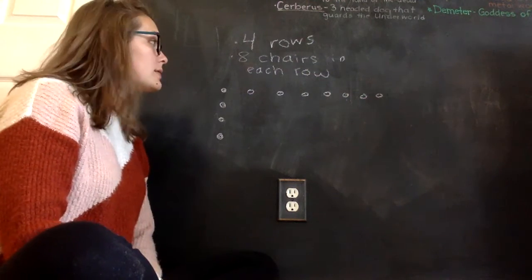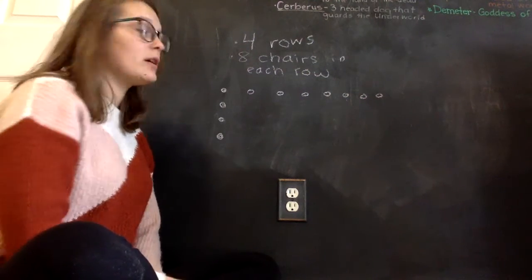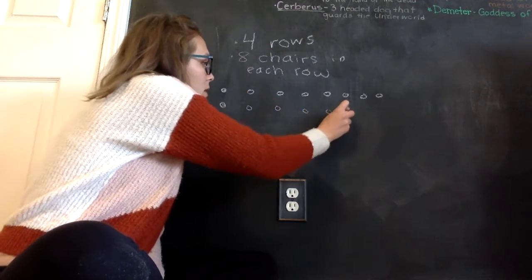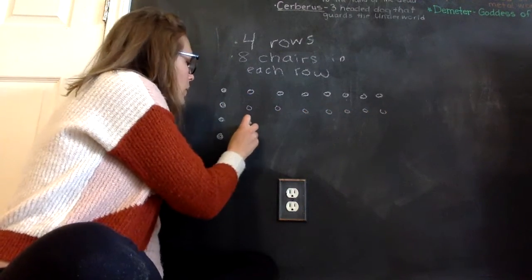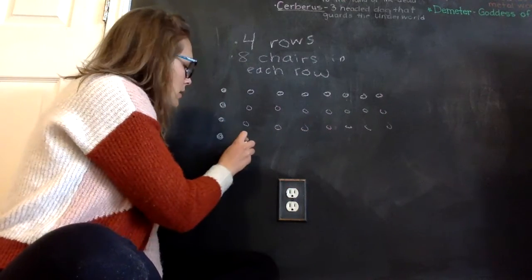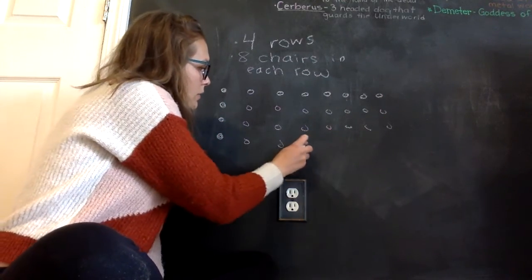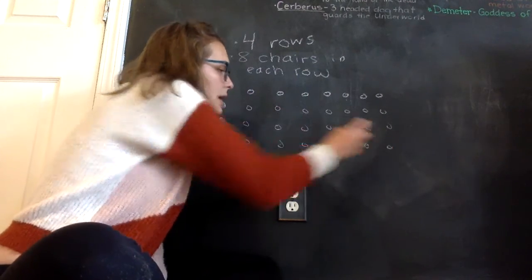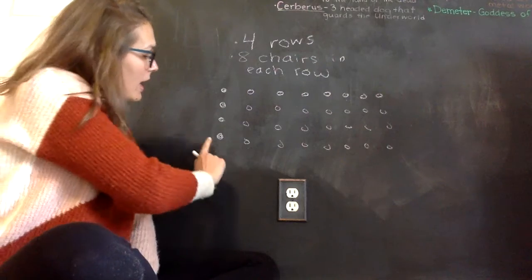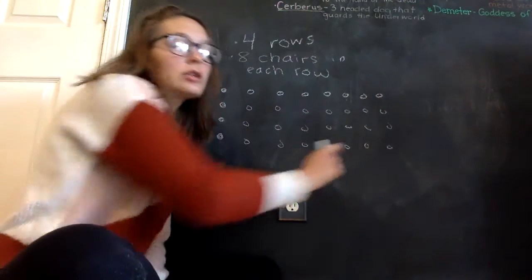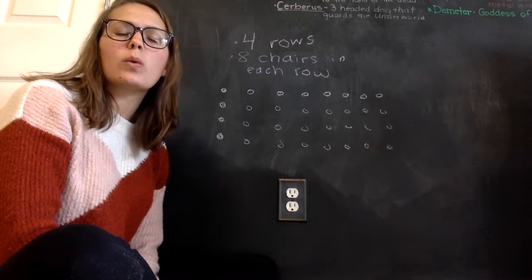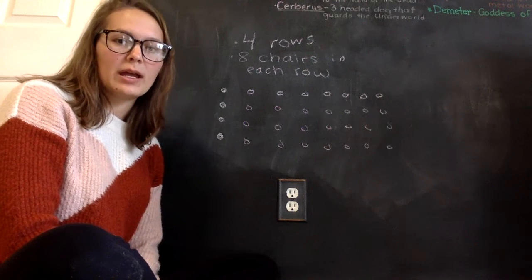1, 2, 3, 4, 5, 6, 7, 8. One row has 8 chairs, but all 4 rows have to have 8 chairs. Now I have an array. I have 4 rows. I have 8 chairs in each row.